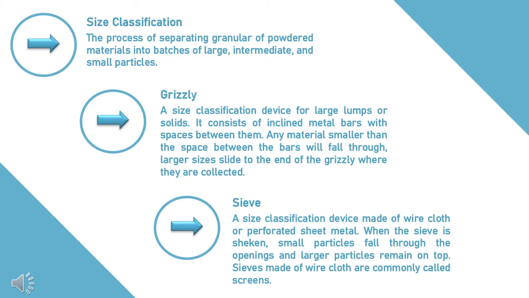Sieve, a size classification device made of wire cloth or perforated sheet metal. When the sieve is shaken, small particles fall through the openings and larger particles remain on top. Sieves made of wire cloth are commonly called screens.